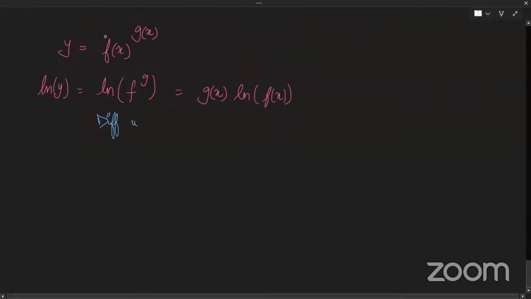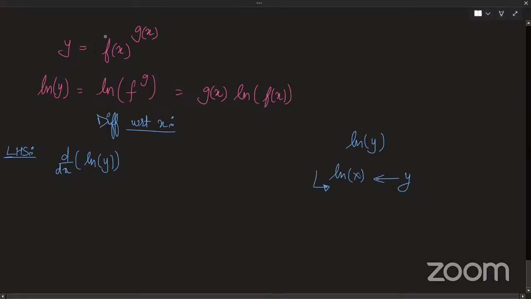Now I ask you to differentiate with respect to x on both sides. On both sides, I want you to differentiate with respect to x. So let us do the left hand side first. You have been given d by dx of ln of y. Which function is inside which function? We have got natural log of y. So you can directly see that y has been inserted inside ln x. Is this correct, everyone? Yes, sir. So you start from the outermost side. The first function that you get is ln x. You differentiate it, you get 1 by x.